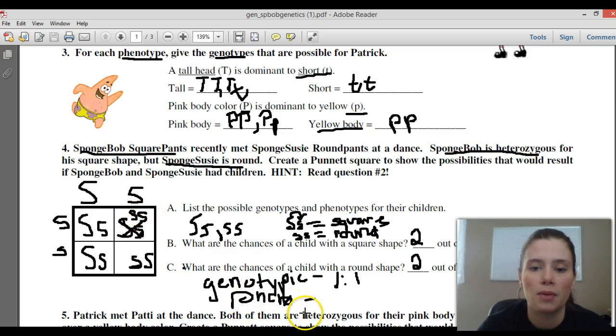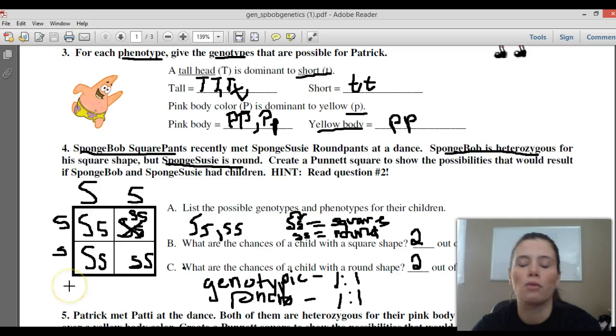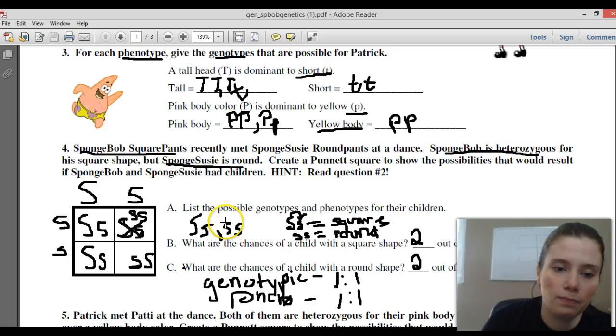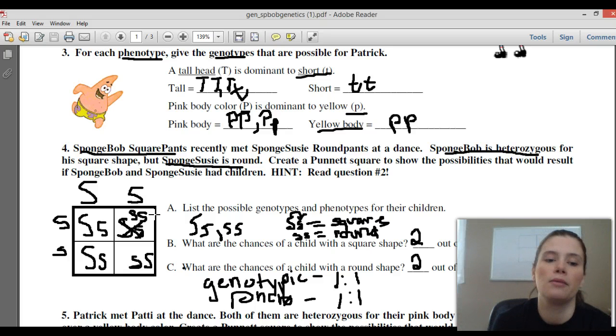Now for phenotype, it's a little different because we're looking to see what these individuals look like. Well, we know that these two are going to be square shape, and we know that these two are going to be round shape. So it's 2 to 2. We run that down 1 to 1. So for every 1 square, we see 1 round. Now that can differ because sometimes we could have big S, and big S, and little s, and that would give us different genotypic and phenotypic ratios. All right, let's do one more.